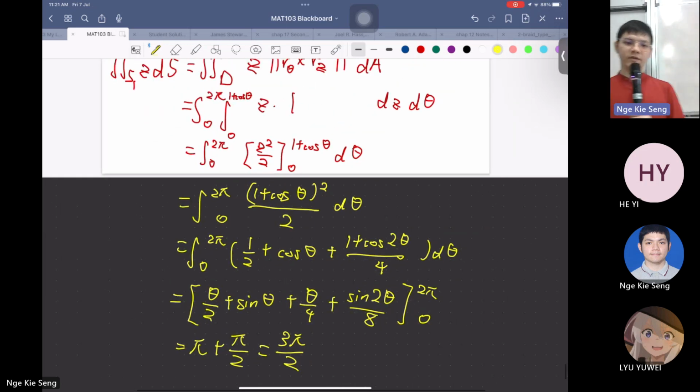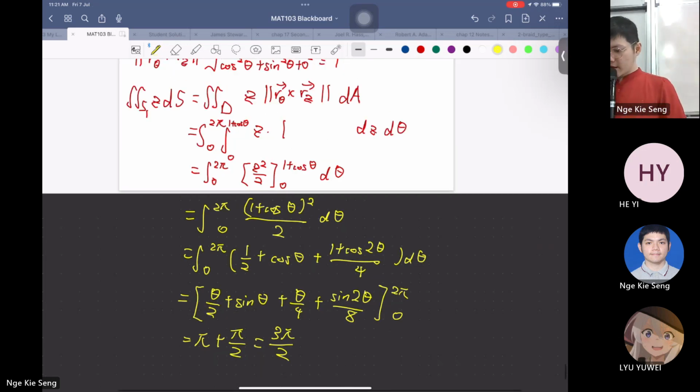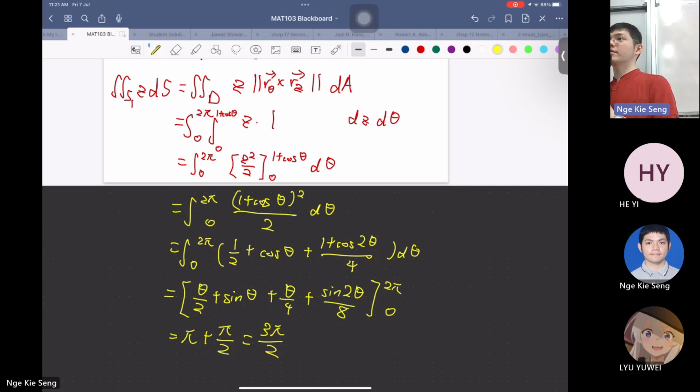So this is just the first part. We still need to do the parametrization for S2 and S3. Any question on this part or not? Any question?